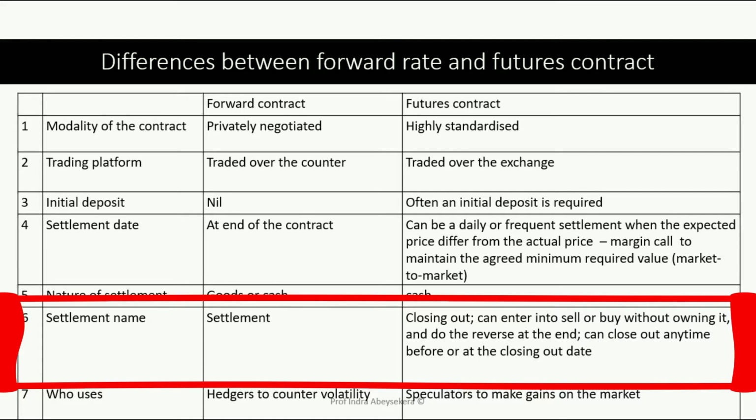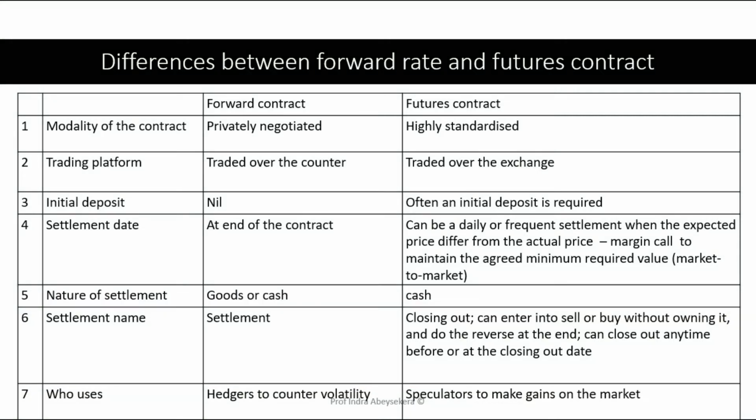In a futures contract, you can enter into a sell or buy contract without owning it and do the reverse at the end. And by doing that, you can close out the contract either at the time that you have agreed to close or before that time.